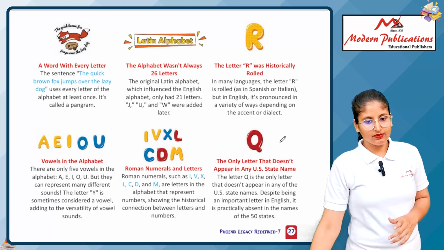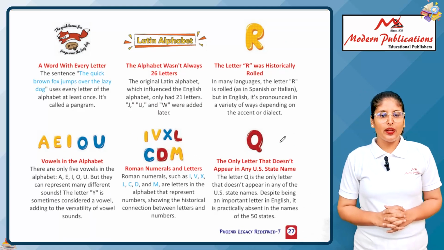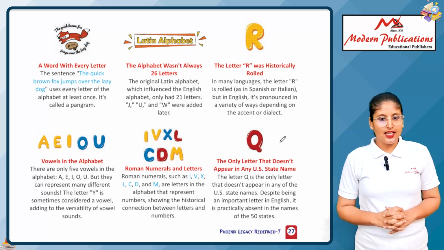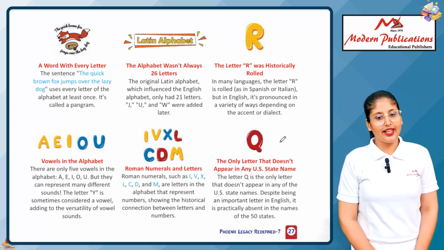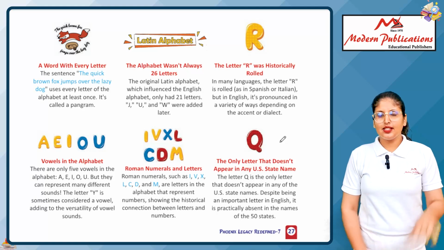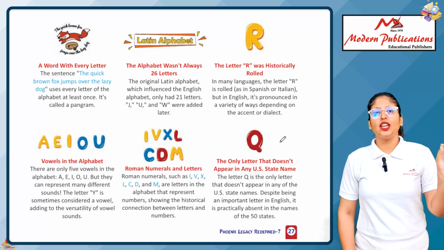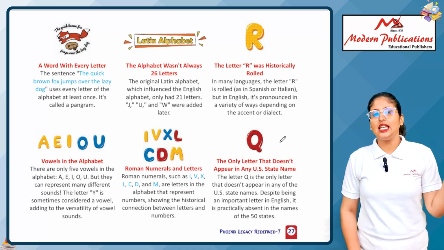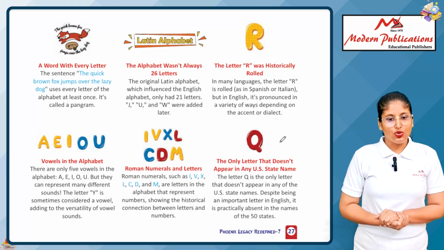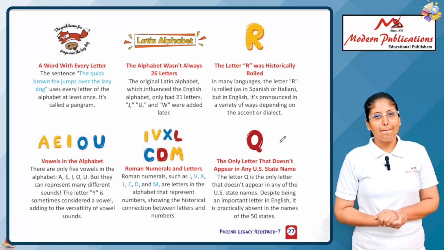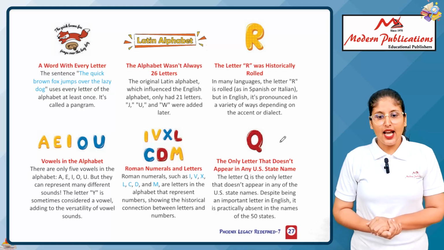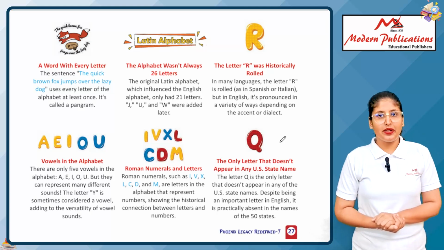Okay. Next, a sentence with every letter. The sentence: The quick brown fox jumps over the lazy dog. We all know this sentence. In this sentence, we can use A to Z, each letter in it. So it uses each letter of the alphabet at least once. It's called a pangram.